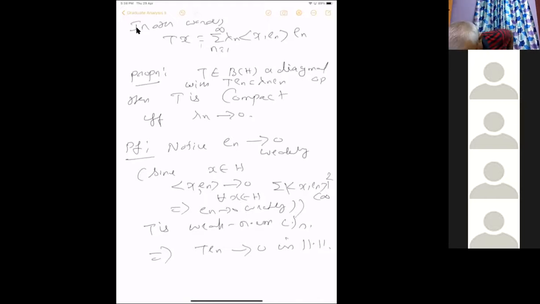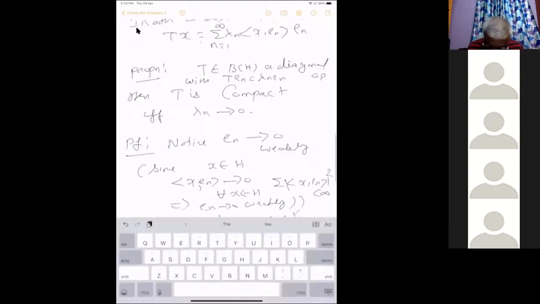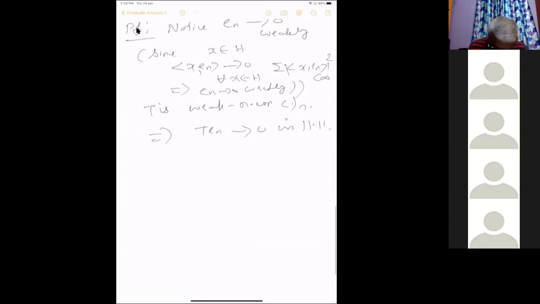But then T e_n is lambda_n e_n. So this implies lambda_n e_n, and if you wish you can take the norm, goes to 0. This implies mod lambda_n goes to 0, so lambda_n goes to 0. So one way is clear. Now we want to prove the other way.